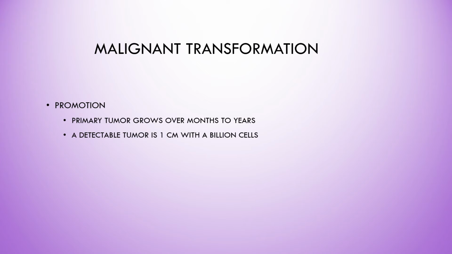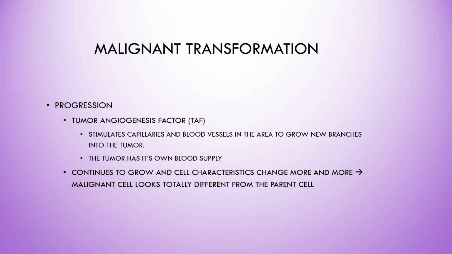Promotion, primary tumor grows over months to years. A detectable tumor is 1 centimeter with a billion cells. Progression, tumor angiogenesis factor is produced, and it stimulates capillaries and blood vessels in the area to grow new branches into the tumor. So the tumor has its own blood supply. It will continue to grow, and the cell characteristics change more and more. Malignant cells look totally different from the parent cell.